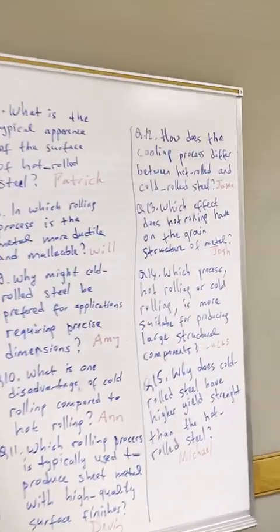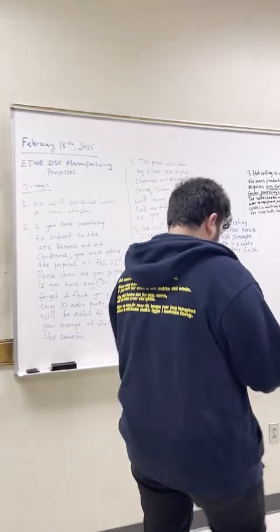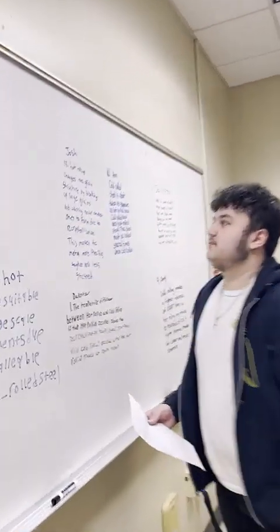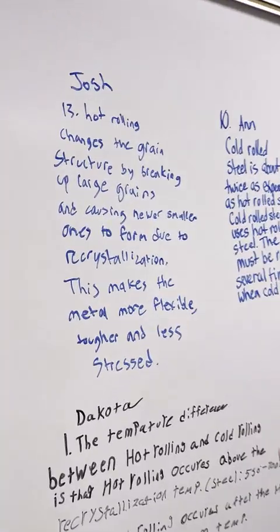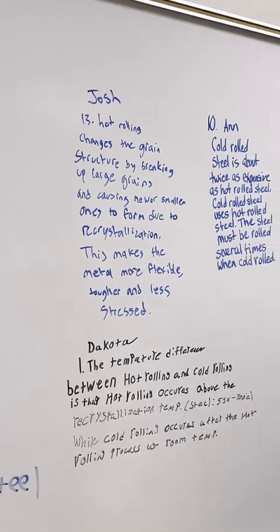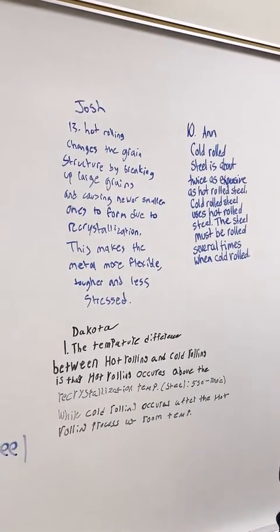My question is, what effect does hot rolling have on the grain structure of metal? I said that hot rolling changes the metal's grain by breaking up the large grains and causing new ones to form. That causes recrystallization, which makes the metal more flexible and tougher and less stressed.